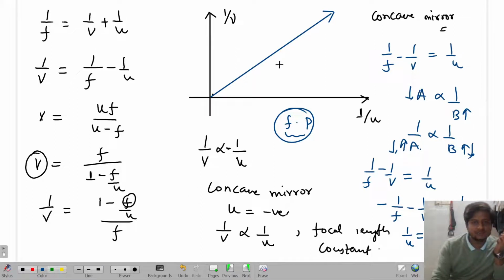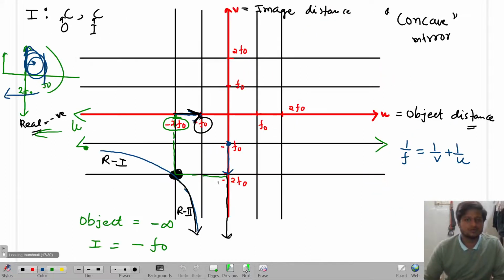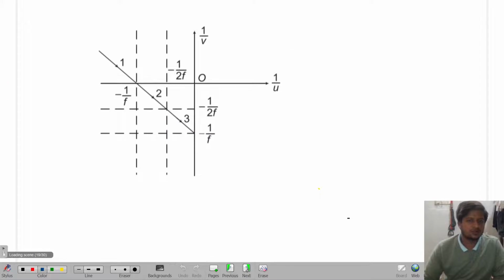Now, this graph is only for concave mirror. This linearity is attained only for concave mirror. Understood or not? For convex mirror, it will be perfectly different. Okay. So based upon this, what you will have to do is that I have drawn for concave mirror.